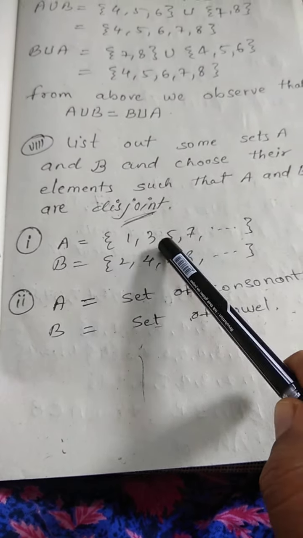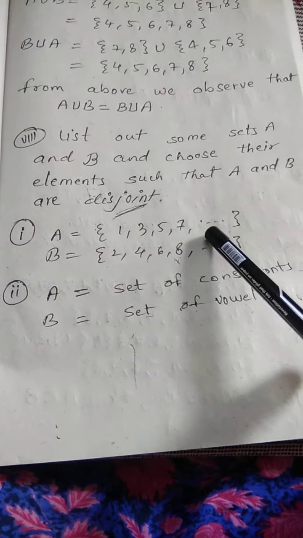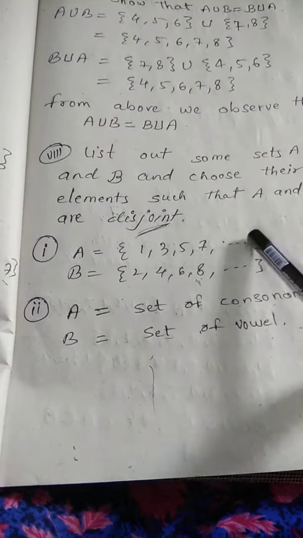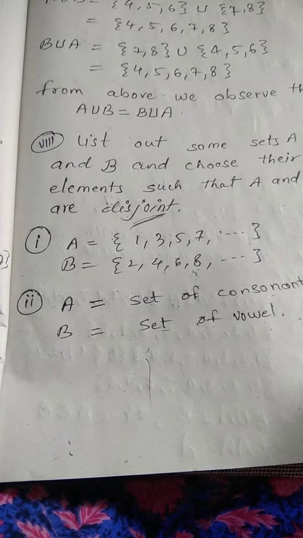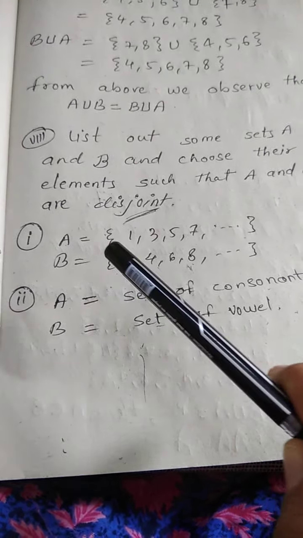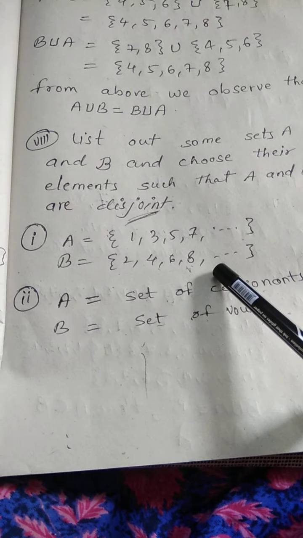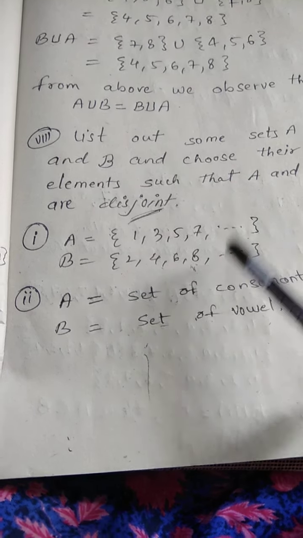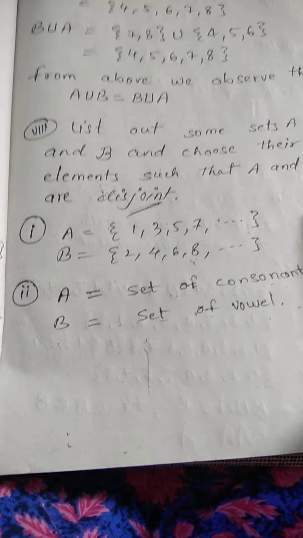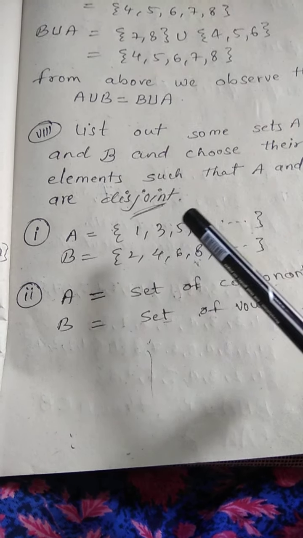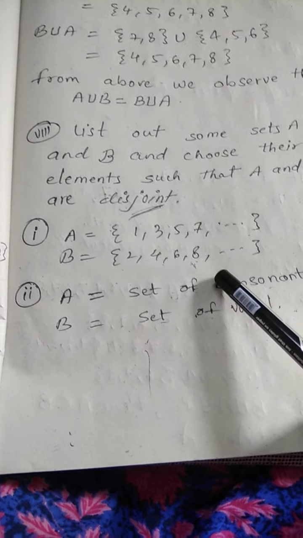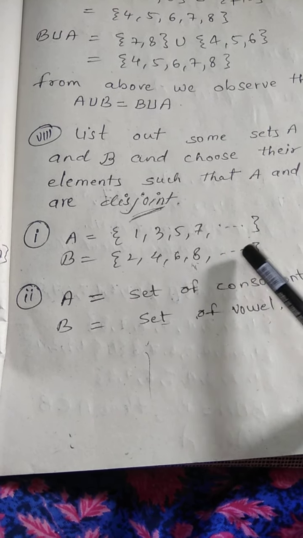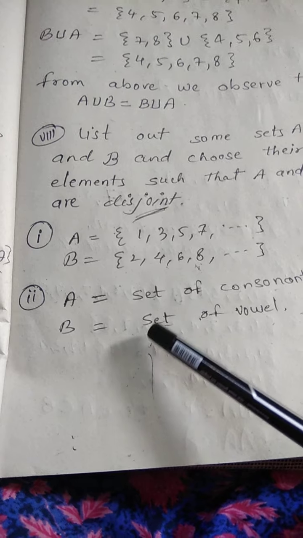Set A is 1, 3, 5, 7. What are 1, 3, 5, 7? Come on, tell me, quick. Yes, 1, 3, 5, 7 are odd numbers. Set B is 2, 4, 6, 8. What are 2, 4, 6, 8? Come on, tell me. Yes, even numbers. So a set of odd numbers and a set of even numbers are totally different. This dot shows they are infinite, never ending.